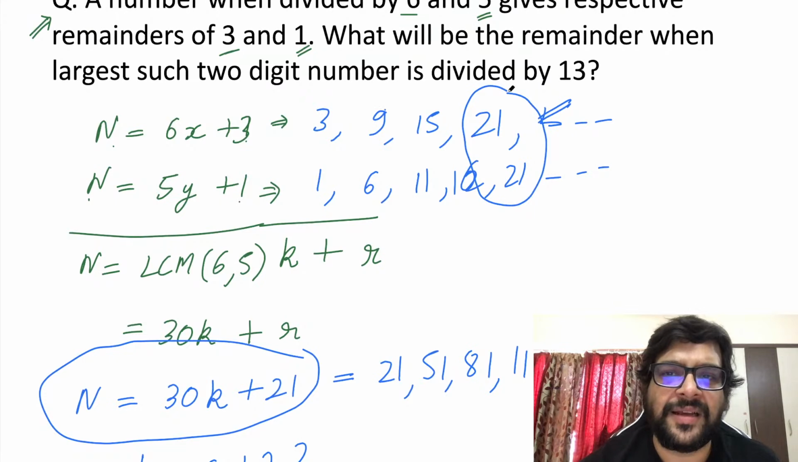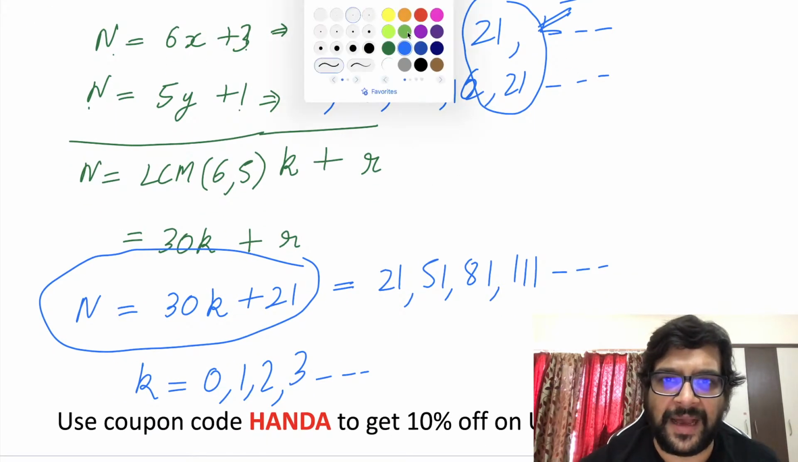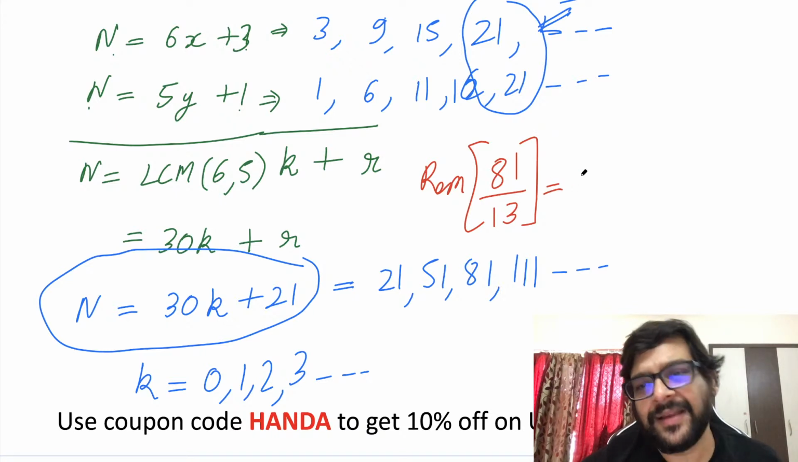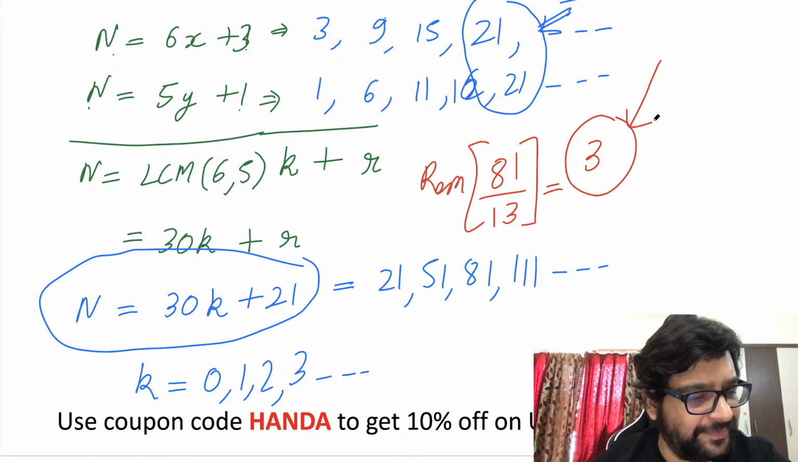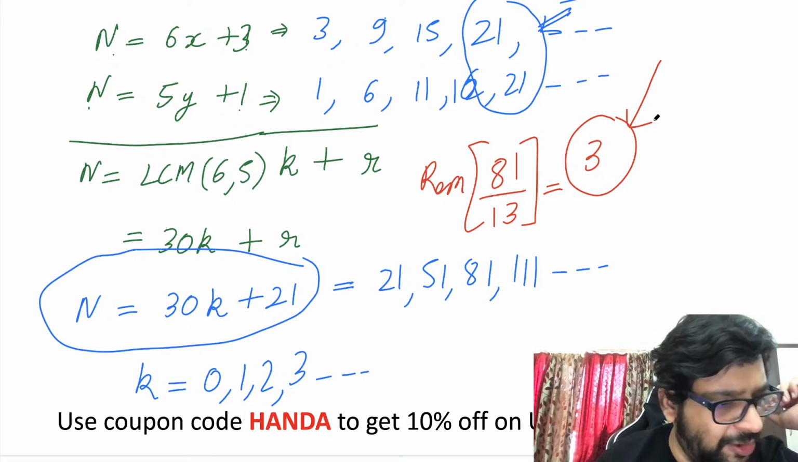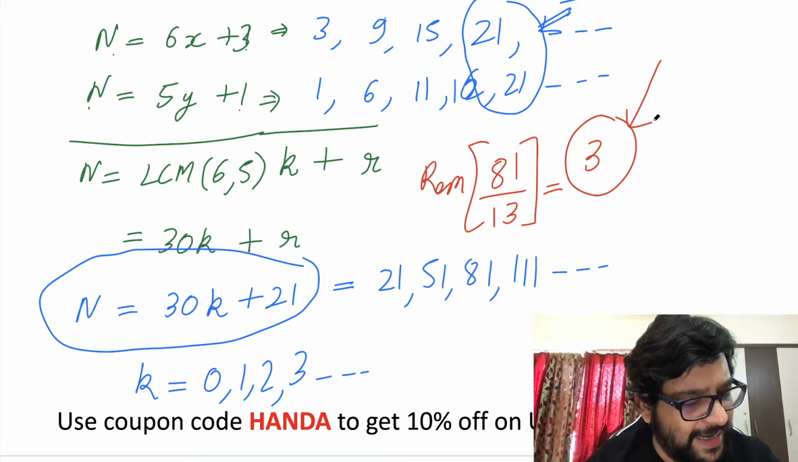What is the question? Largest two-digit number divided by 13. So my answer will be the remainder of 81 divided by 13. 78 is divisible. 3 will be my answer. Vasudha has got it incorrect. Please try it again and tell me what's the answer.